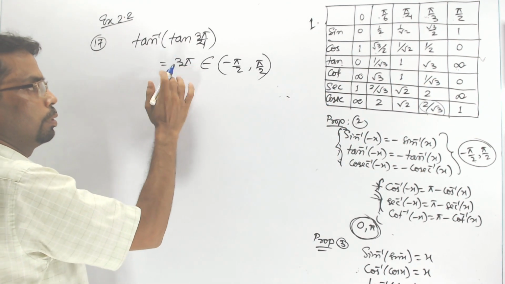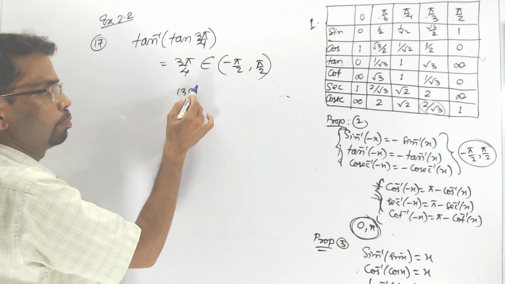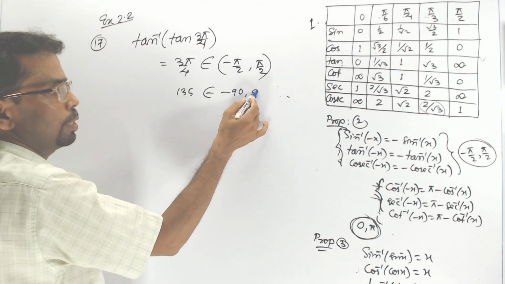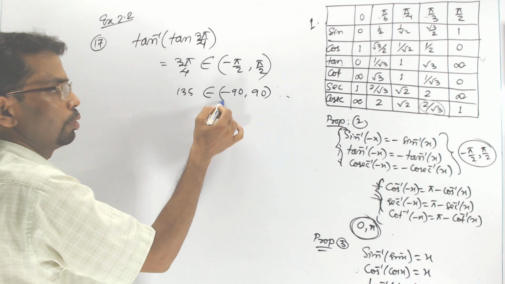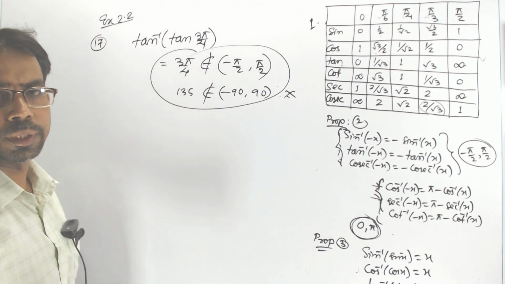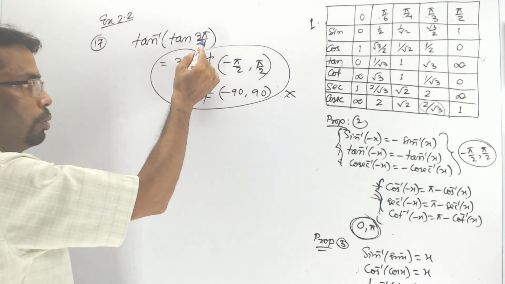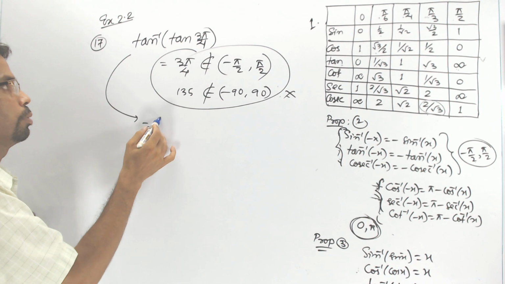Now 3 pi by 4. Pi is 180, divided by 4, 45. So it is 135. Is it lying between minus 90 to plus 90? Pi by 2 is 90. No, this value is not lying. So this solution is not correct. And to get the correct solution, we must reduce this angle. So it will be like this.